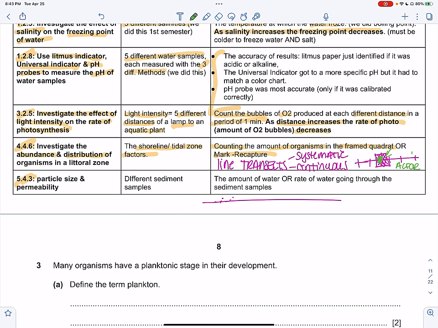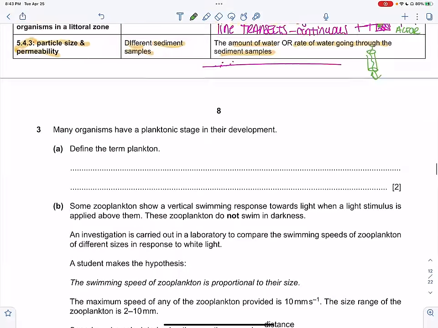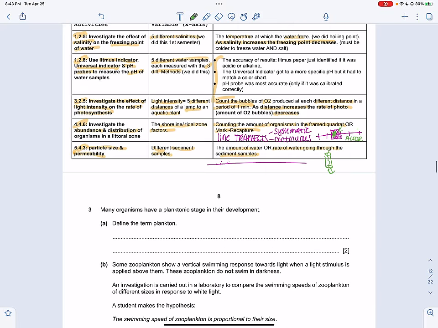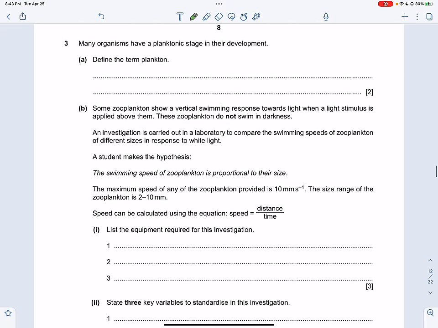And we did this one in class. The particle size and permeability. So you're going to have different sediment samples made from different shorelines, and you're going to measure the speed at which water goes through the sediment samples. So you have the distance of the actual sediment samples, and then you're going to time it and see how long it takes for water to go through. Or you could just time how long it takes for one drop of water to come out. Or you can let the entire water go through and see how long it takes. It's up to you. All right, that's just the basics on that.